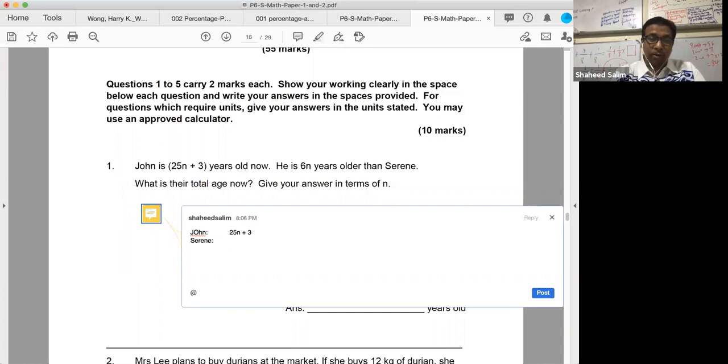Okay, so you minus, right? Serene is actually younger. Be careful, they have phrased it in a different way. So you must think 25N plus 3 minus 6N. So you get 19N plus 3.